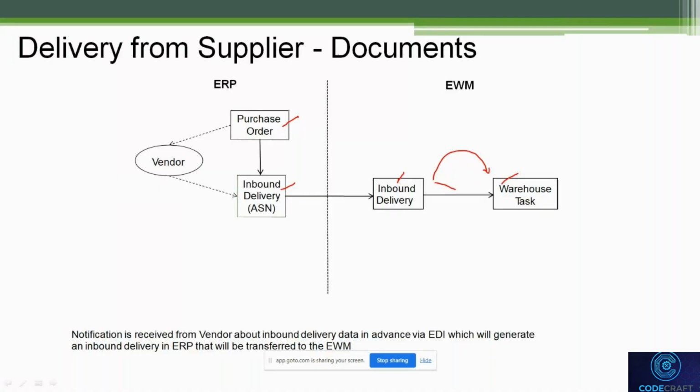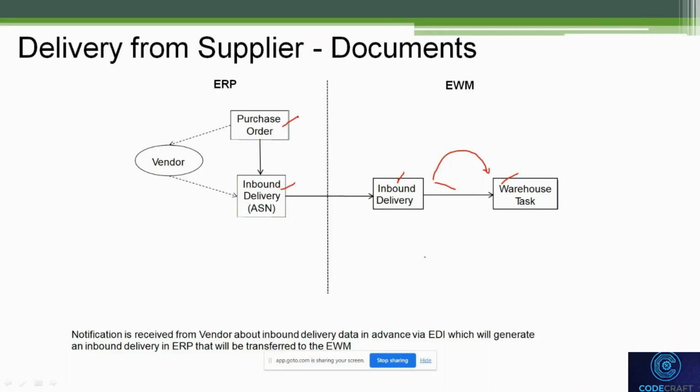I would like to mention here, we are focusing on the embedded version of EWM, and particularly 1909. If you go into a project where EWM is used as decentralized, or you have used the 1709 version of S4HANA, things will be slightly different. So don't be surprised.